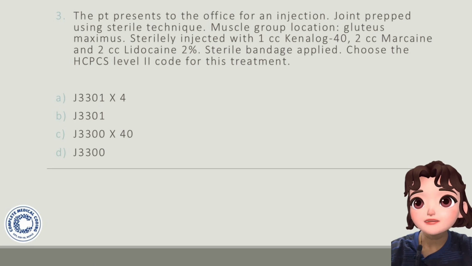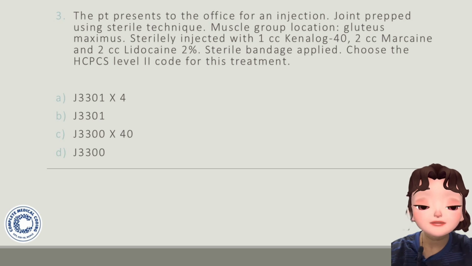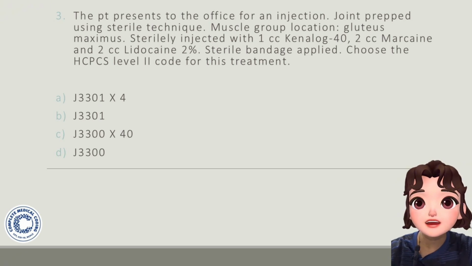Sterilely injected with a 1 cc Kenalog, 2 cc Marcaine and 2 cc lidocaine. Let's move to the options one by one. What is the first one? J3301 times 4. J3301 represents injection, triamcinolone acetonide, not otherwise specified, 10 mg. Okay, times 4 it's mentioned here.